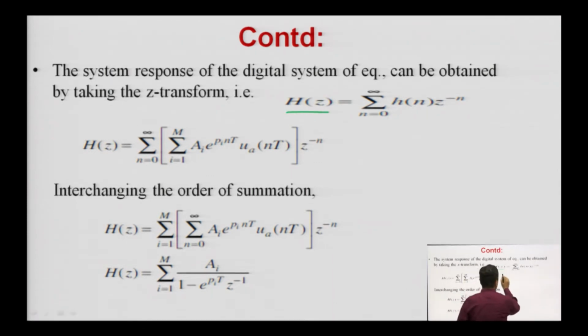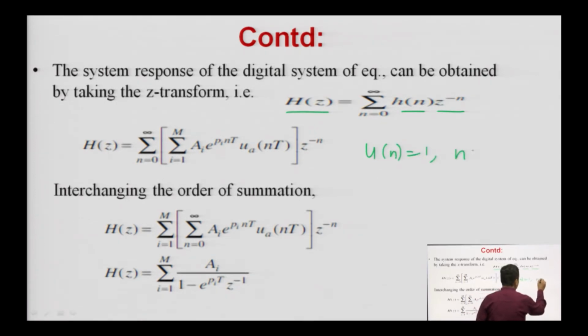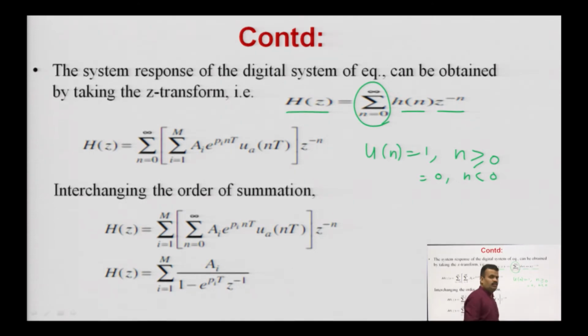So, h of z is equal to, what is the formula of z transform? H of z is equal to summation n from 0 to infinity h of n into z to the power minus n, because here u of n is there. So, you know what u of n is? U of n is equal to 1 whenever n is greater than or equal to 0, otherwise it will be 0. So, if u of n is there, then the limit of summation will already be from 0 to infinity.